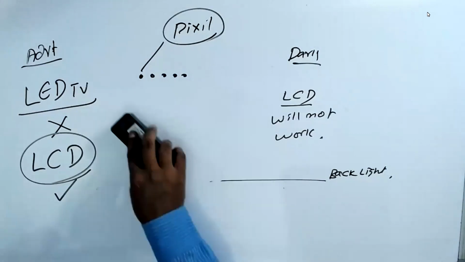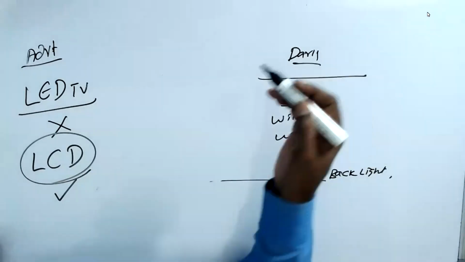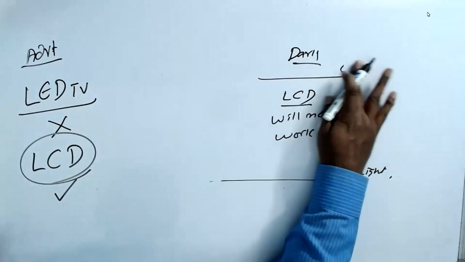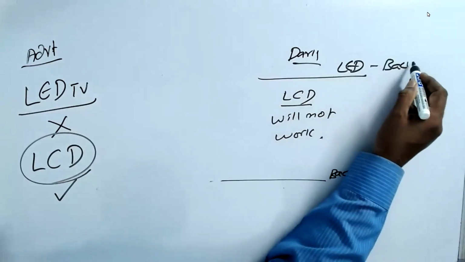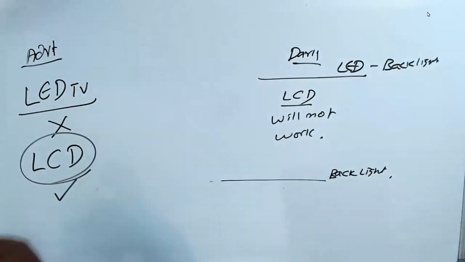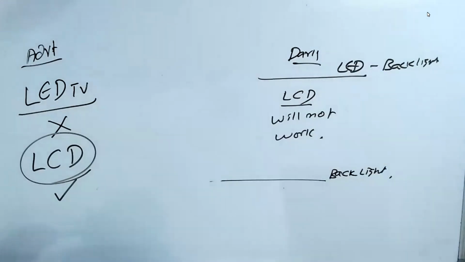Now, the trick is this. What is the backlight? Initially they used general lights, then CFL. Then they started using LED as a backlight. On your mobile phones, when you increase or reduce the brightness, you are increasing the LED backlight power. That's why when you have more brightness, the battery gets discharged faster, because of this LED backlight.